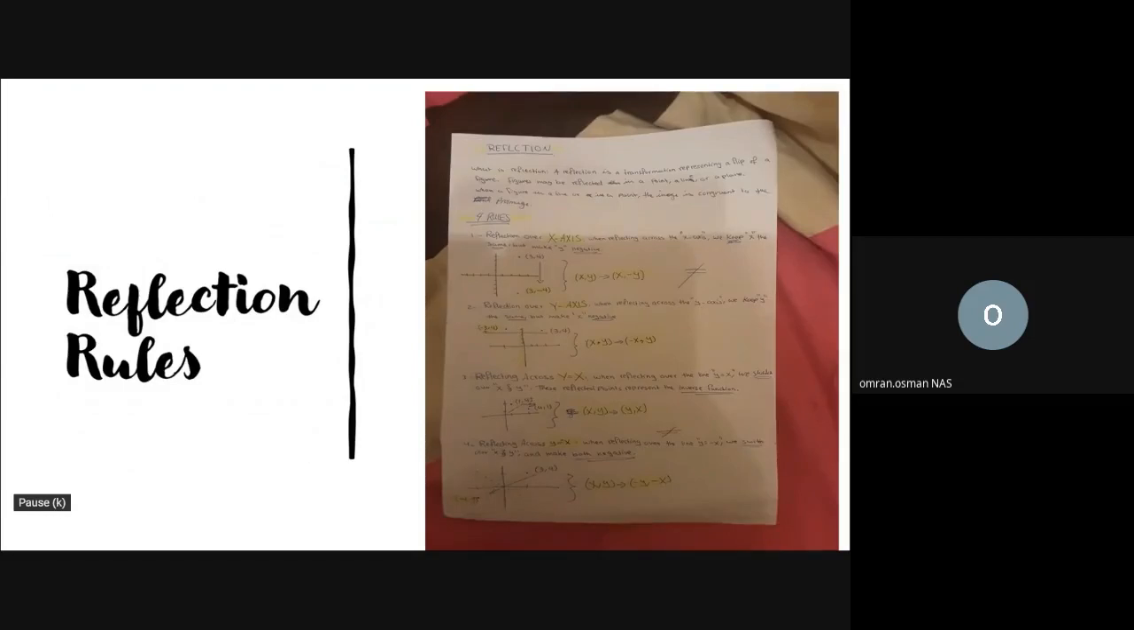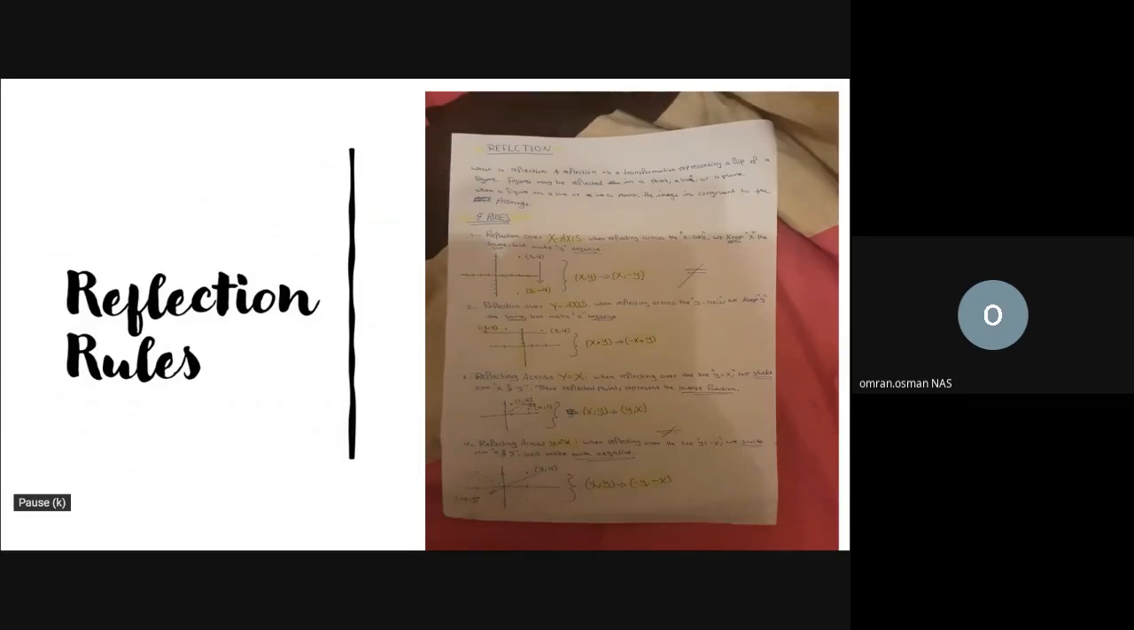we keep x the same but make y negative. And rule number 2 is reflection over the y-axis, is that when reflecting across the y-axis, we keep y the same but make x negative. Rule number 1 and rule number 2 are opposite to each other.